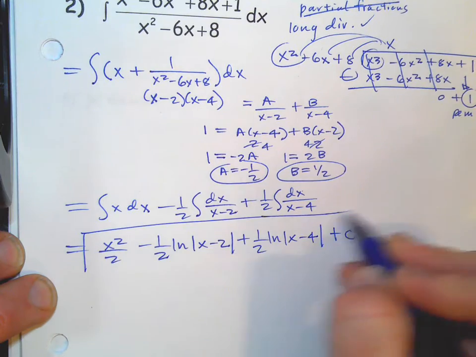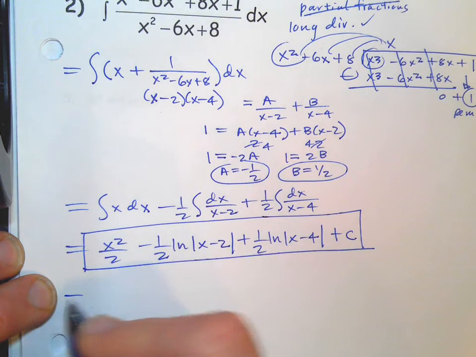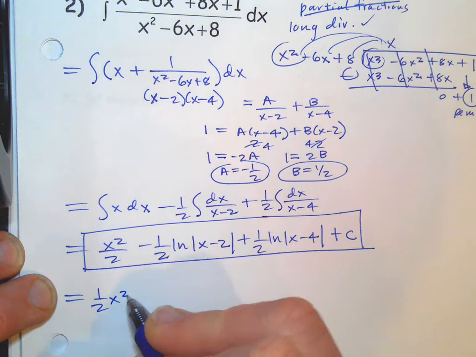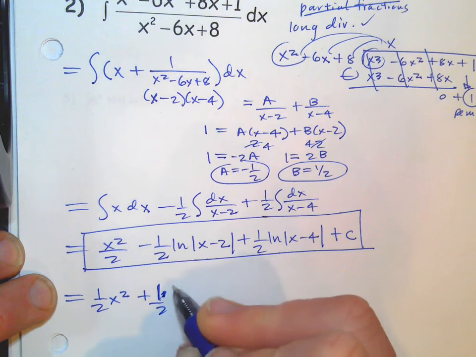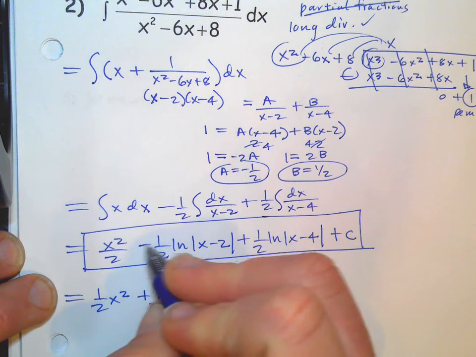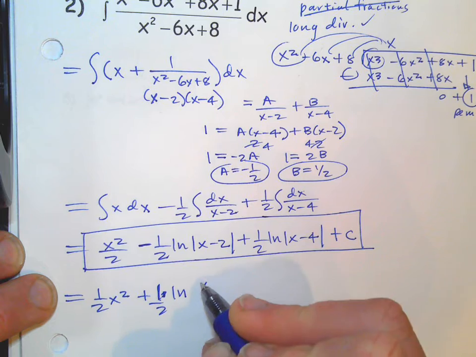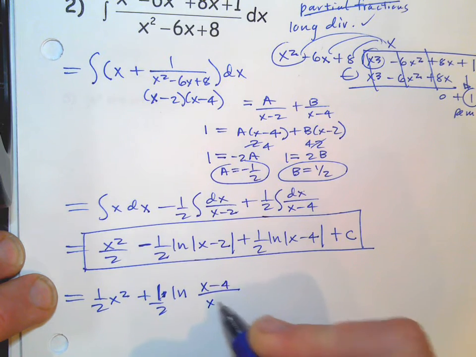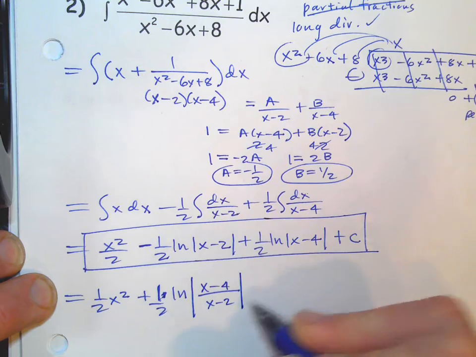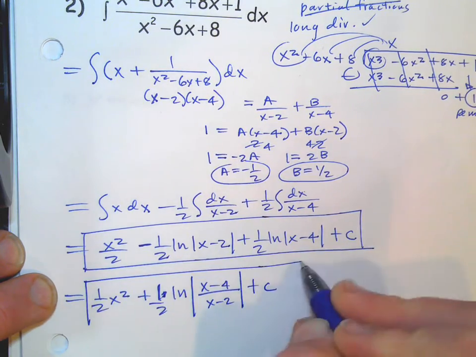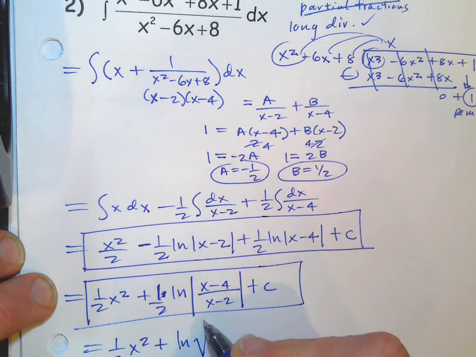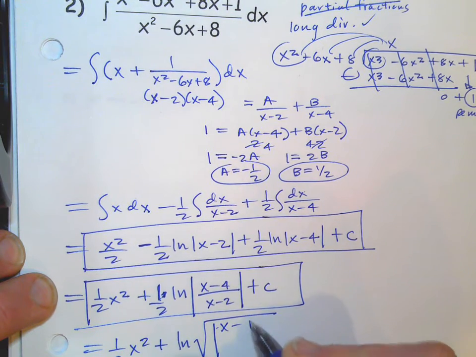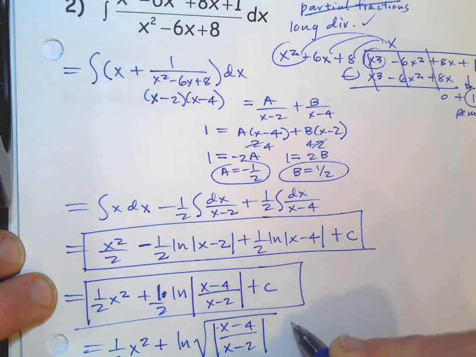Now this is an answer, but I want to use log rules to combine the logs together. If we do that, they both have 1/2, so we just factor 1/2 out. Natural log of that one is going to be on top, this one is going to be in the bottom, division. It's going to be x minus 4 over x minus 2. You could just put them in one absolute value plus c. Or you could bring the 1/2 inside, now or before this step, and it would be natural log of the square root of the absolute value of x minus 4 over x minus 2 plus c.